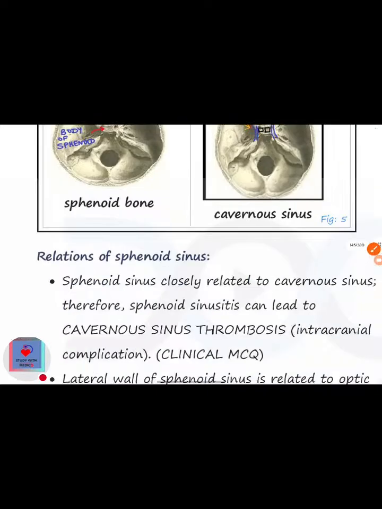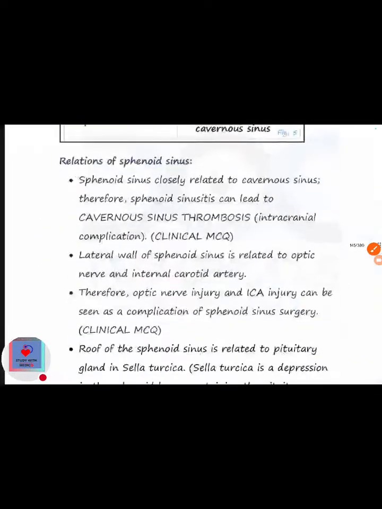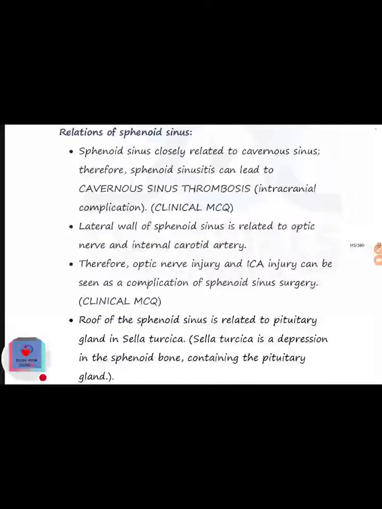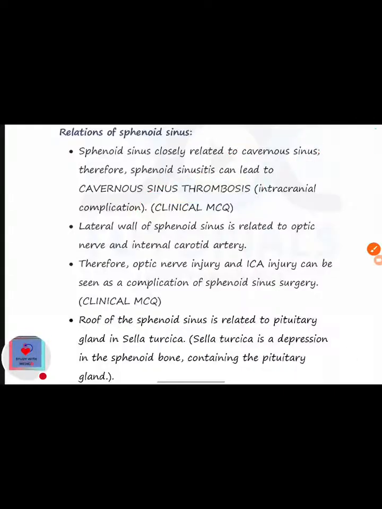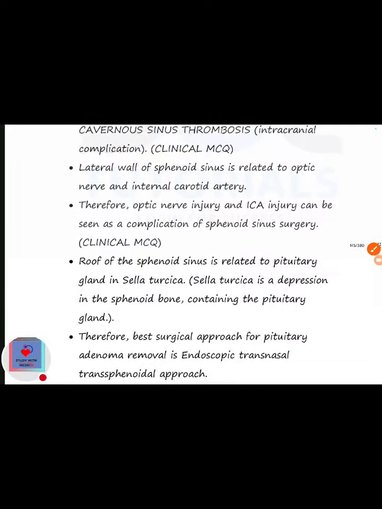So here you can see it is related to the cavernous sinus directly. So any complication relating to the sphenoid sinus can lead to complication of the cavernous sinus. Therefore, sphenoid sinusitis can lead to cavernous sinus thrombosis, which is a very severe intracranial complication.